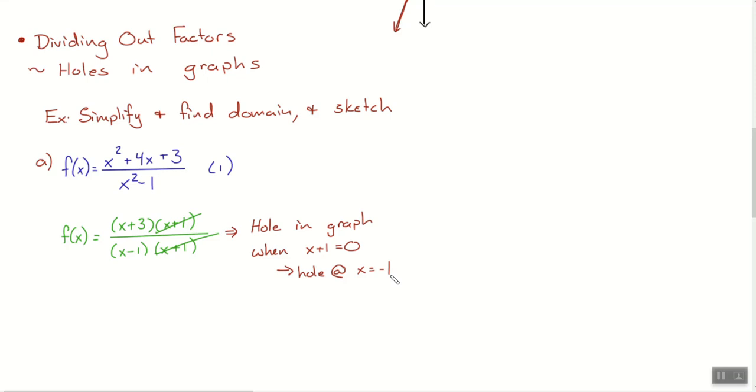Okay. Not to call anybody out, bless you. Kennedy, you had a question about this. Does this statement help clarify? The factor that divided out was x plus 1, and I just set it equal to 0, and that's how I got where my hole is. Cool with that? Love it.